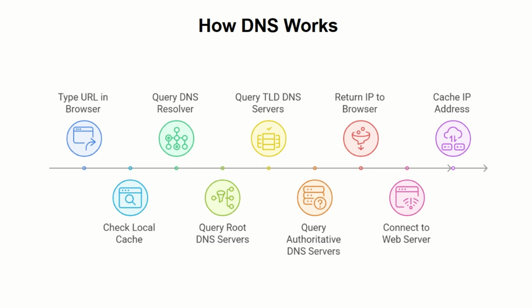To speed up future requests, both your browser and the DNS resolver will cache the IP address for a certain amount of time, which is defined by the TTL, time to live, value in the DNS record. This helps reduce the number of queries made to DNS servers and improves performance.